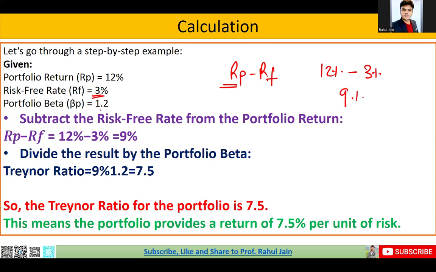And the beta of the portfolio is 1.2, so I need to divide it by 1.2. I am getting 7.5. So here the Treynor ratio of the portfolio is 7.5. It reflects that the portfolio is providing a return of 7.5% per unit of risk, right?